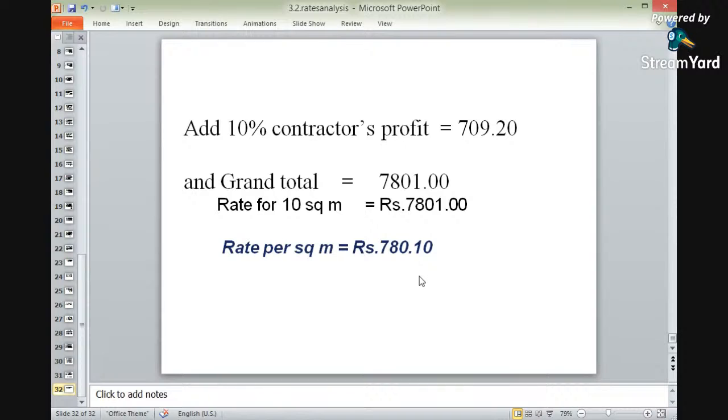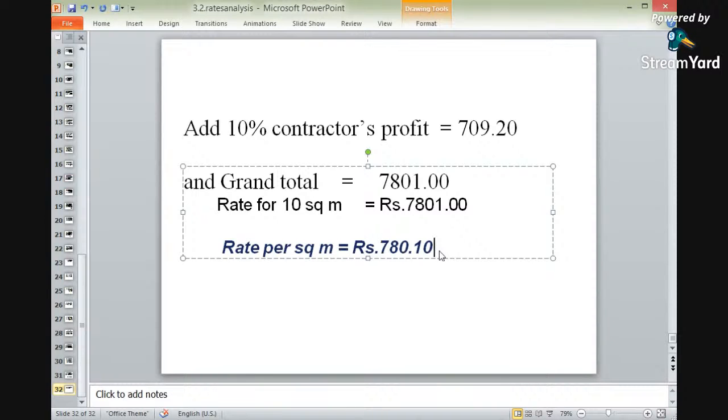What about the cost per square meter? We just divide this by 10, so it comes to 780 or 782, one and the same. Or directly we can take this as 800 also. We can assume 800, so we can have the cost in rupees as 800. So directly we can take this as 800.